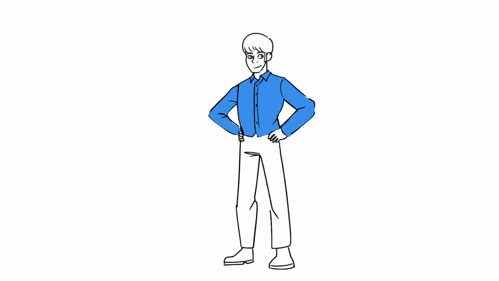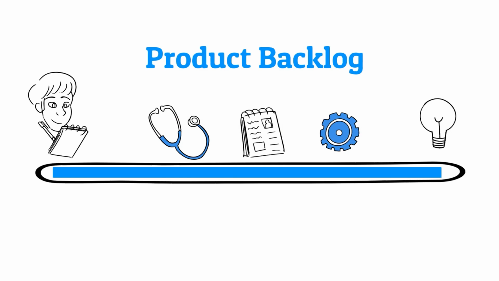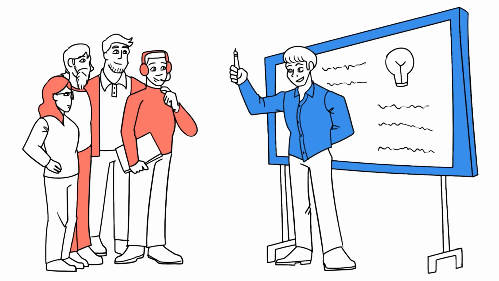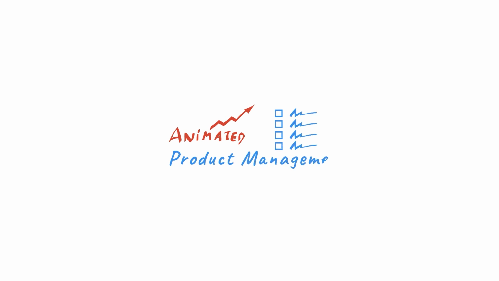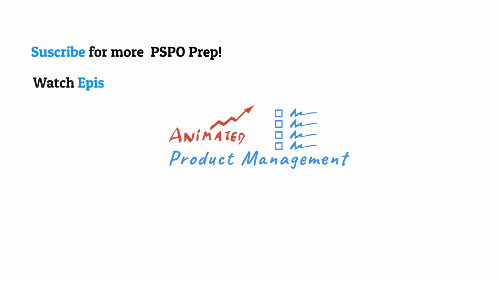Mats' journey is only beginning. So far, he's learned that as a product owner, his job is to manage the product backlog and work closely with the Scrum team to deliver valuable product increments.